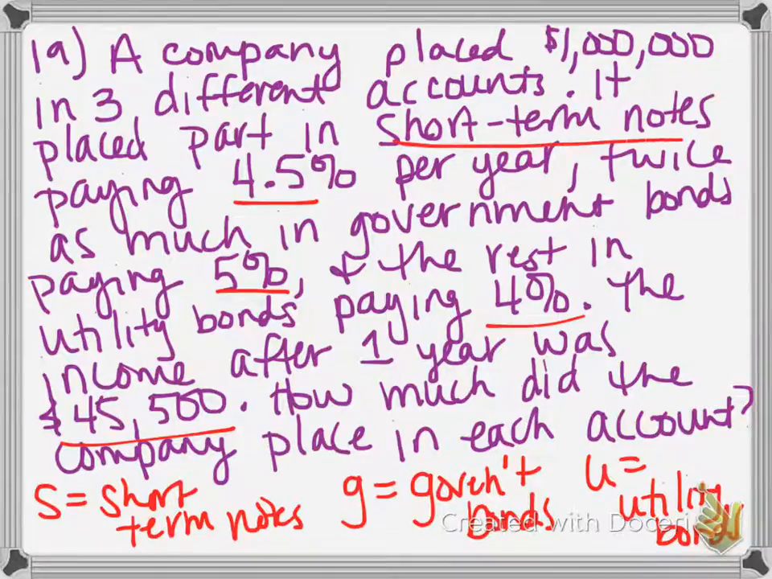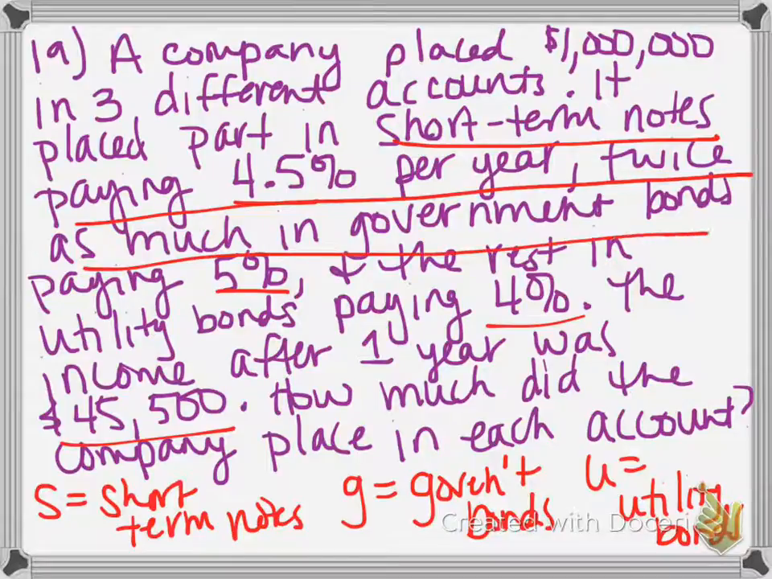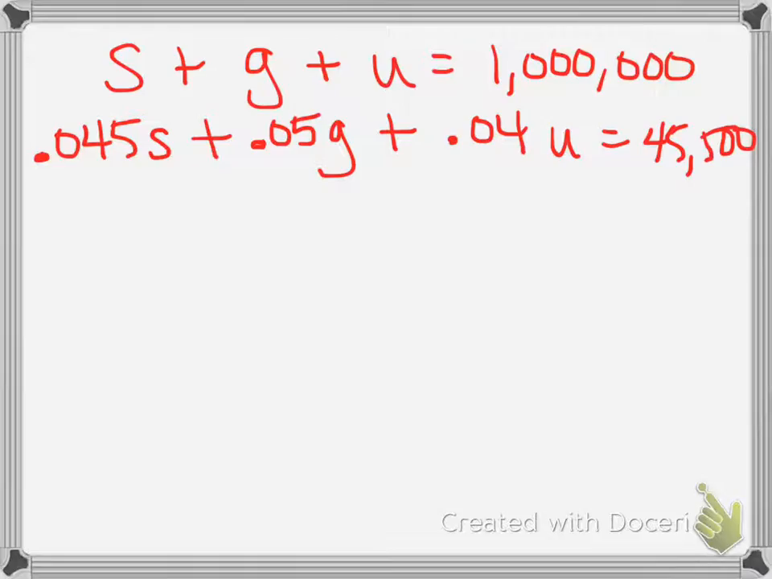Okay, and then the last piece here, and it's snuck in real quick. They talk about the short-term notes and then twice as much in government bonds. Therefore, the government bonds have to be 2 times the short-term notes, because it says twice as much in government bonds. That doesn't mean that it's 2 times the government bonds. It means the government bonds have to be twice as much as the short-term notes. I want you to channel that inequality word problem stuff that we had going on.